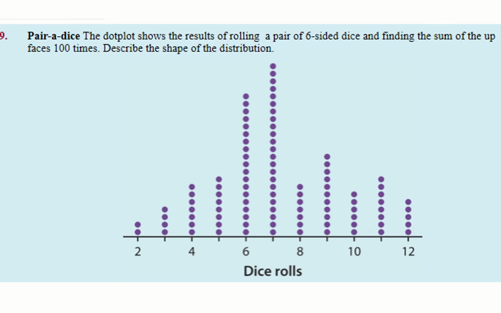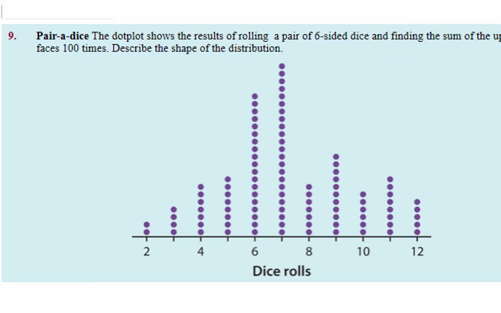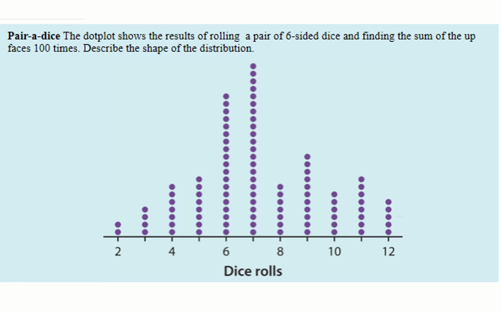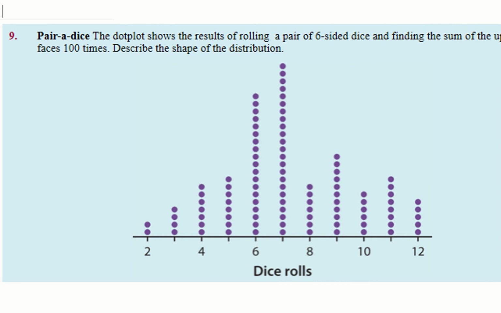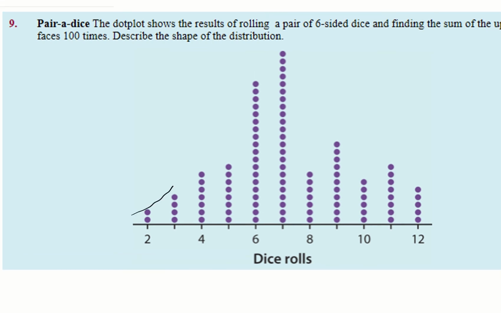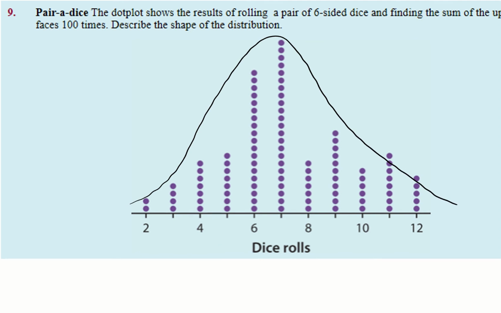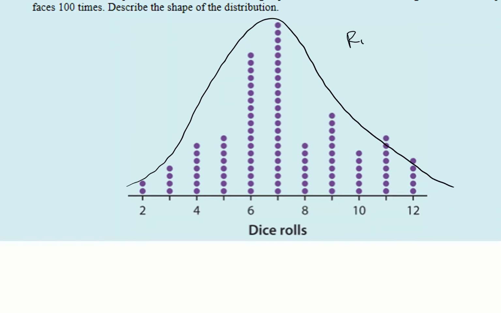All right, so for number 9, we have the dot plot shows the results of rolling a pair of six-sided dice, finding the sum of the up faces 100 times. Describe the shape of the distribution. And so all you're doing is describing the shape. So you can say skew left, skew right, or symmetric, or roughly symmetric. So if you look at the shape, it looks roughly symmetric. So it looks roughly like a normal distribution. So we're gonna say it's approximately symmetric or roughly symmetric.